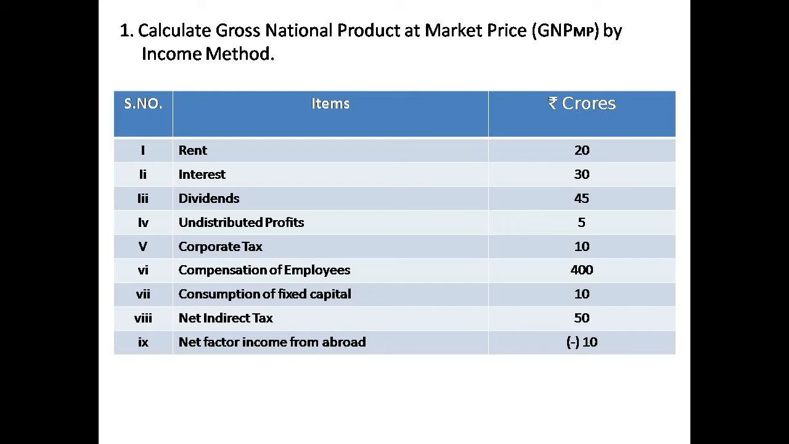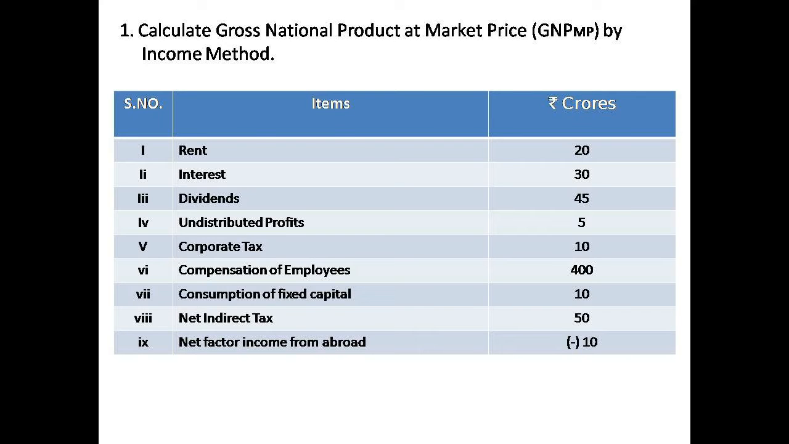Corporate or corporation tax is given. It is tax on profit. So if you add dividends, undistributed profit and corporate tax, you will get profit. So rent is already there, interest is there and profit can be calculated. Mixed income of self-employed is not given in the problem, so we can consider it as zero.